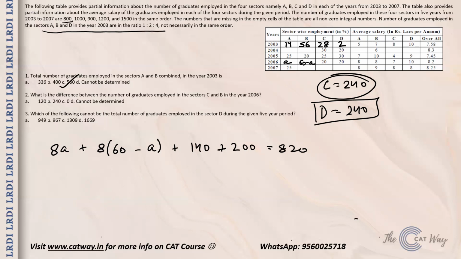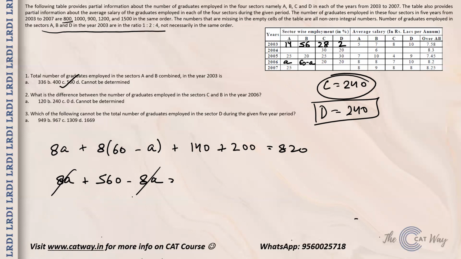Now from 820, subtract 34. All right, what will you get? 52 and 48. So 8A plus 560 minus 8A is equal to whatever it is going to be. Now it doesn't matter because 8A and 8A get cancelled over here. So you are not going to get the actual value of A.